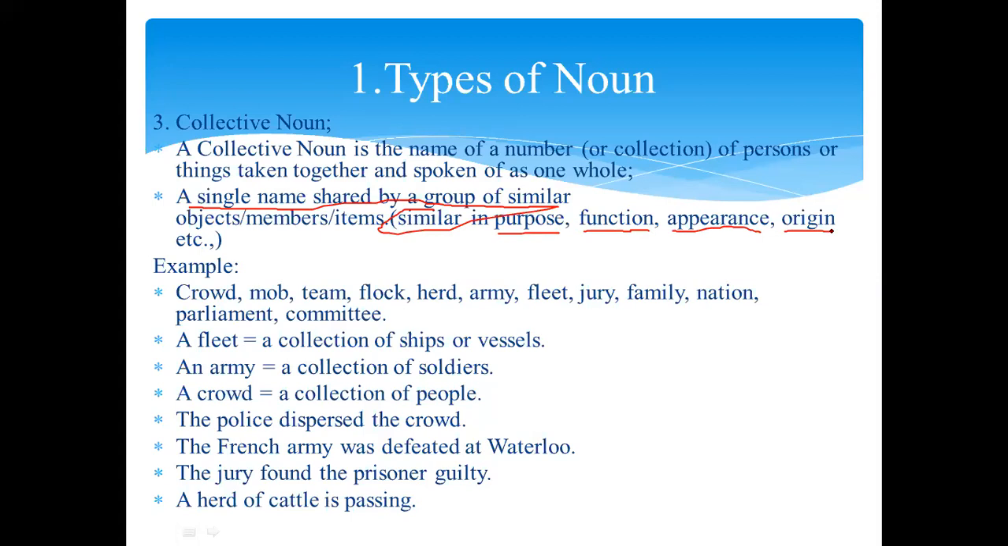For example, crowd is actually a collective noun given to a group of people.